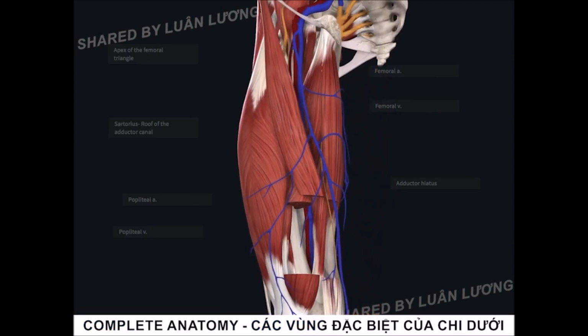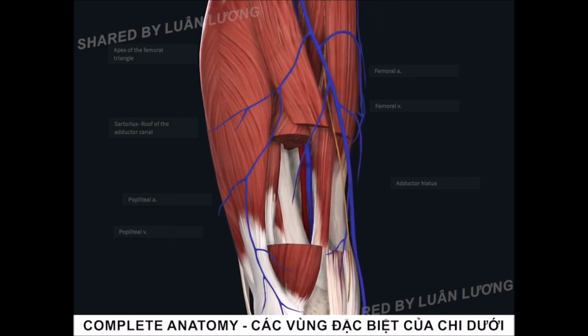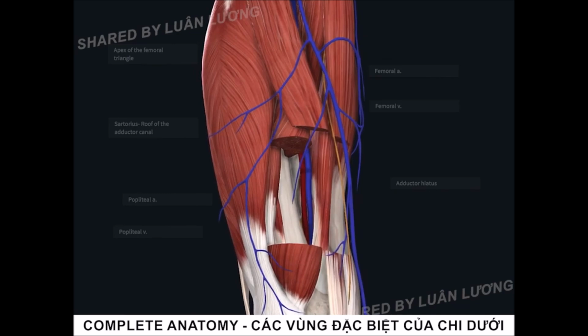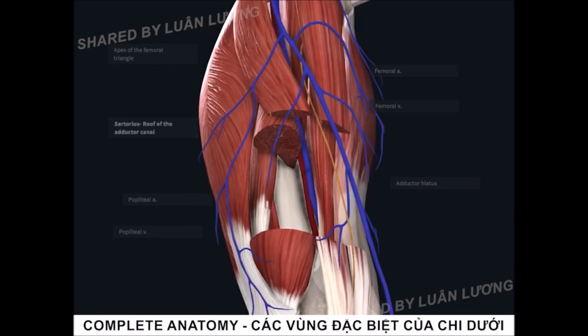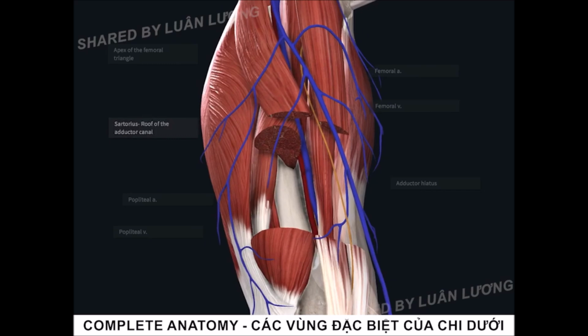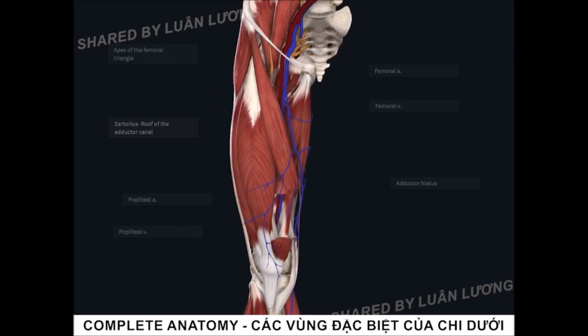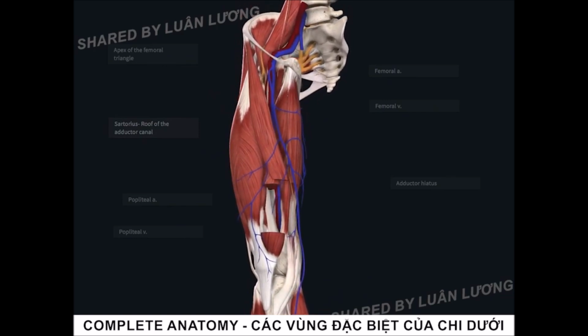To better visualize the canal, I've cut a window through two of the muscles within the anterior compartment of the thigh, the first of which is the sartorius muscle. The sartorius muscle is the long muscle that is going to help us flex both our hip and our knee, and this muscle courses inferomedially, basically cutting diagonally and medially across our anterior thigh.